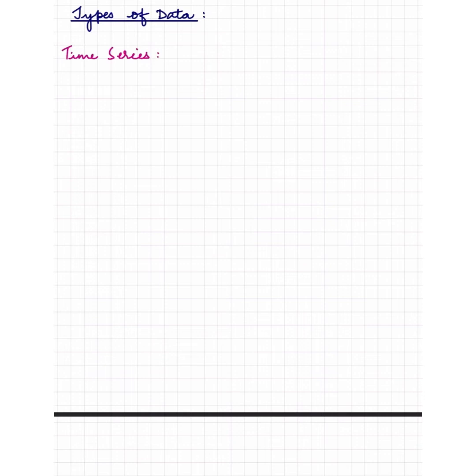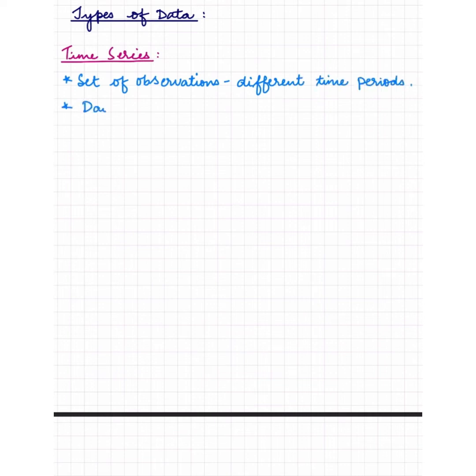Now, before we start any analysis, what is the most important thing? It is the data. Now, we have the following types of data. First, time series. In this case, we have a set of observations taken on a variable for different time periods. The observations can be taken daily, monthly, annually, etc. For example, GDP.